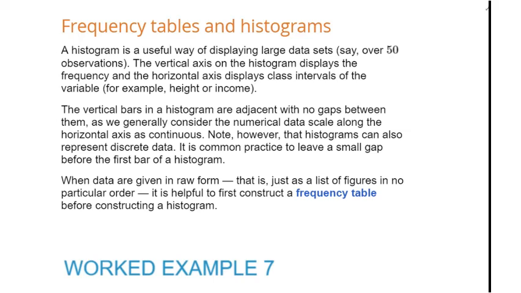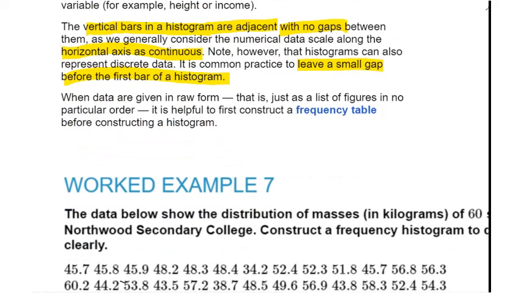Generally the vertical bars on the histogram are adjacent, so they're next to one another with no gaps. And generally the numerical data scale along the horizontal axis is considered continuous, so it's continuing through. You can get discrete ones, but generally it's seen as being continuous, and often a small gap is left at the start before you start doing a histogram. There's a bit of a convention there.